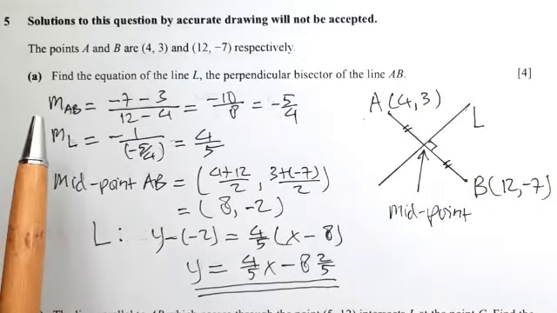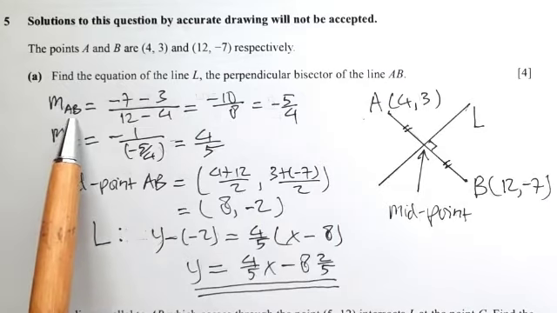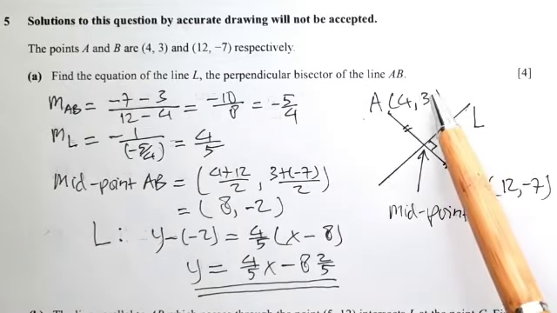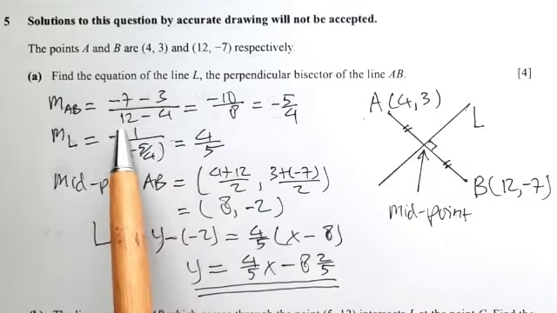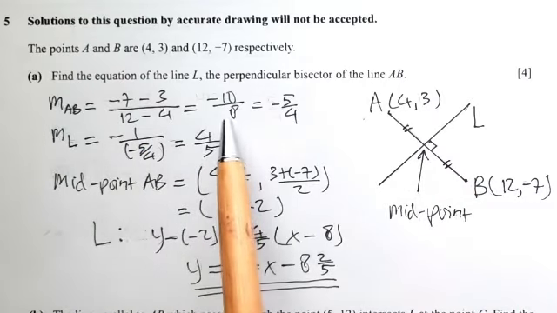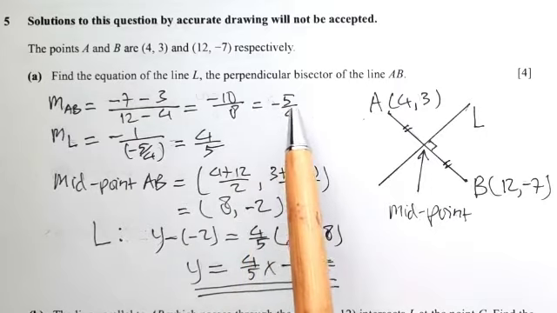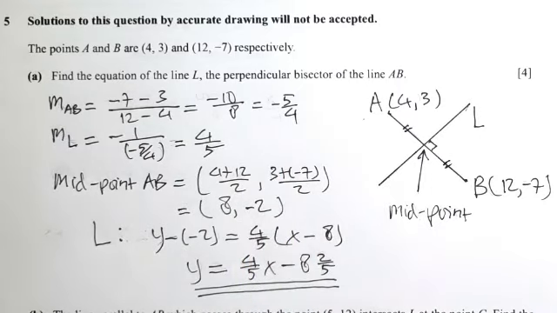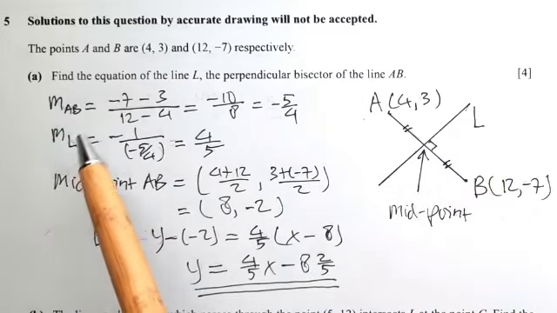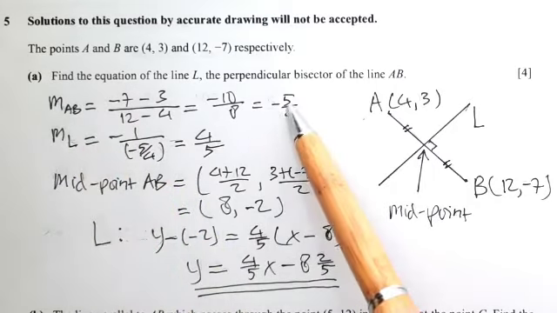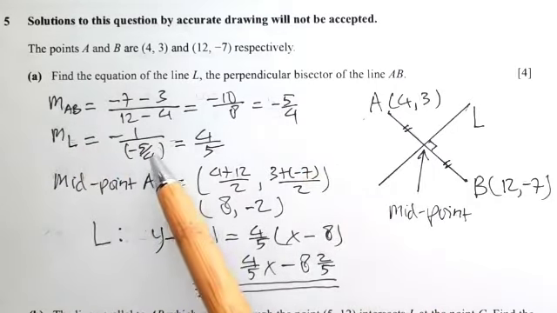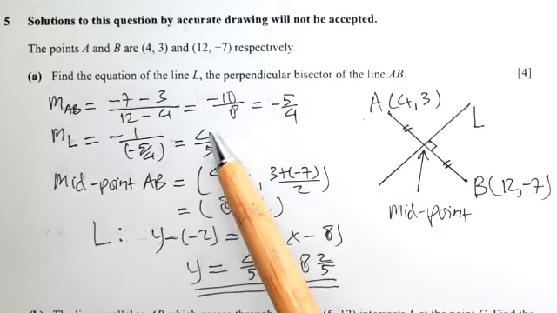Thus the slope or gradient of line AB, m_AB, is (-7 minus 3) divided by (12 minus 4). Yeah? Minus 7 minus 3 divided by 12 minus 4, that is minus 10 over 8, which equals minus 5 over 4. Now the slope of line L, which is perpendicular to line AB, is minus 1 divided by the slope of line AB. Minus 1 divided by minus 5 over 4, that is 4 over 5.